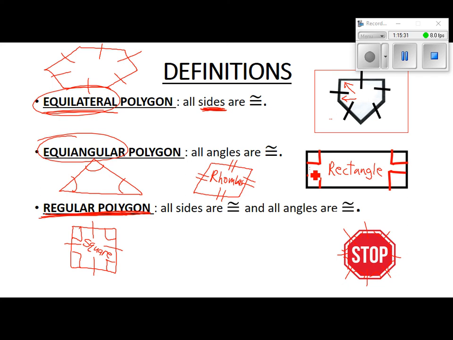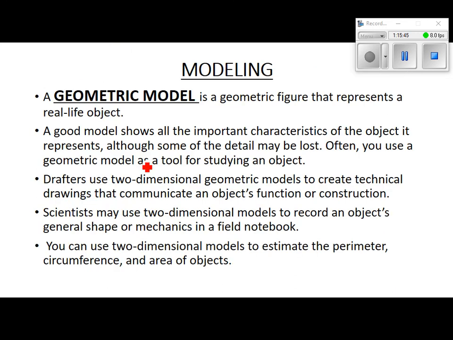And same thing for a rectangle, it's equiangular because all the angles are the same, but this side and this side aren't the same, so it's not equilateral, so it's just equiangular. Again, a geometric model is a geometric figure that represents a real-life object. A good model shows all the important characteristics of the object.